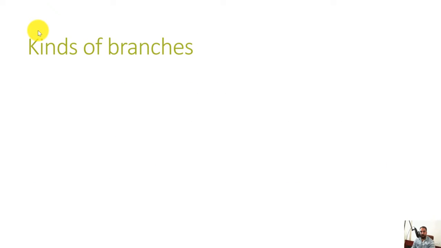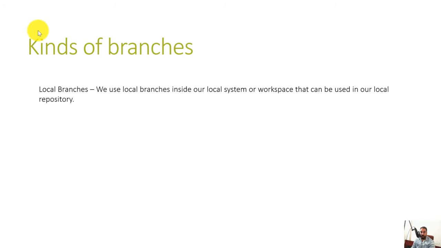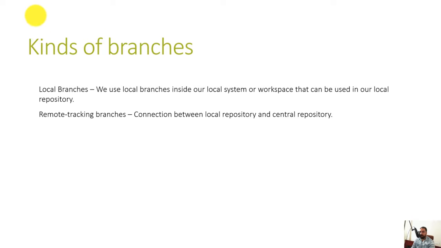So now let's learn about the kinds of branches. We have two kinds of branches. The first one is local branches. We use local branches inside our local system or workspace, and they can be used in our local repository. In other words, the local branches are local to our computer or the local repository that we are working with. The second kind is the remote tracking branches. It is just a connection between the local repository and the central repository.